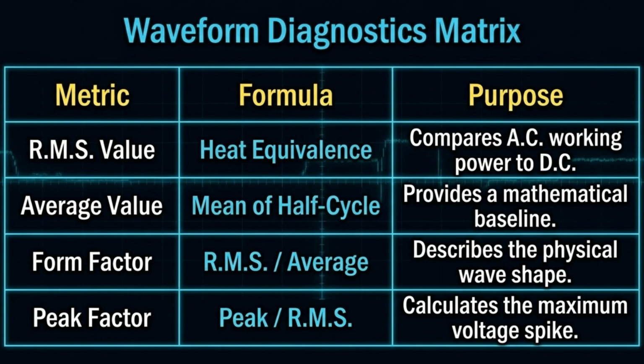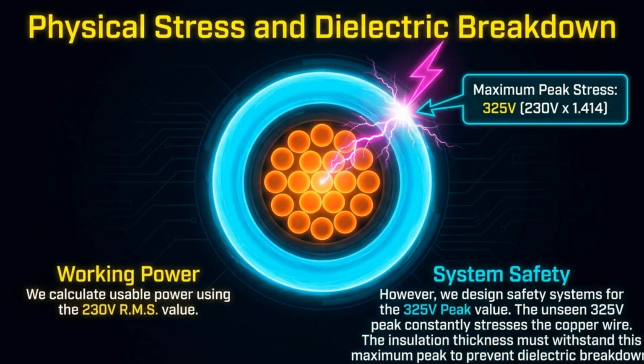This diagnostic matrix summarizes the metrics we have covered: RMS, average value, form factor, and peak factor. Each serves a specific purpose in analyzing waveform. Understanding these factors is vital for safety.